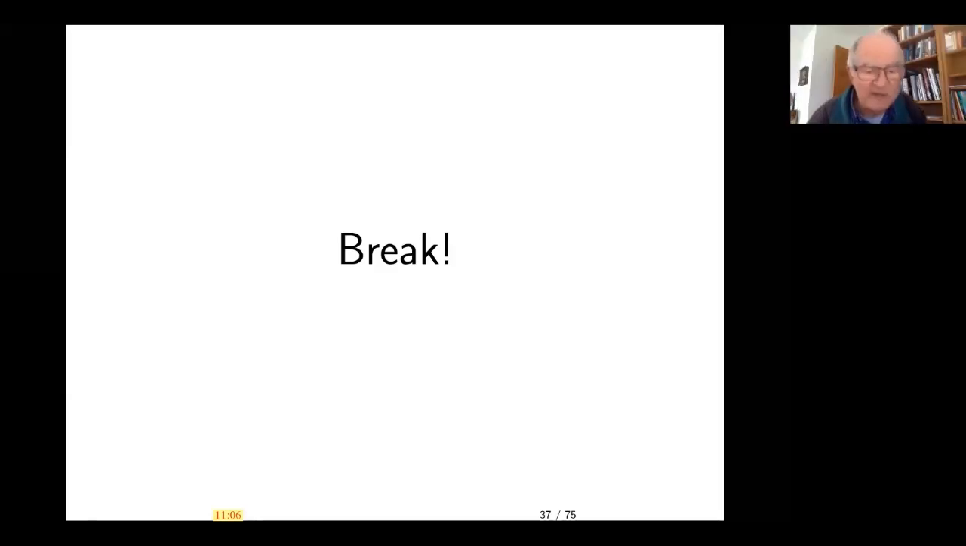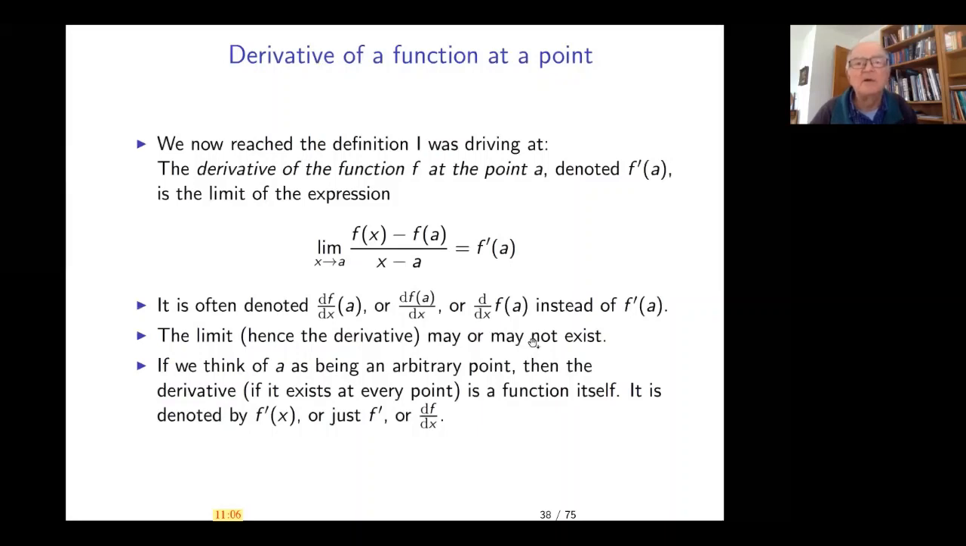So it's 11:06. Let me try to continue now. So I am getting to this crucial notion I wanted to get at, the derivative of a function at a point. And this is where I was driving. To be able to define it, I had to define first sequences, then I used sequences to define limits of functions, and now I'm using limits of functions or expressions involving functions to define the notion of derivative of a function.